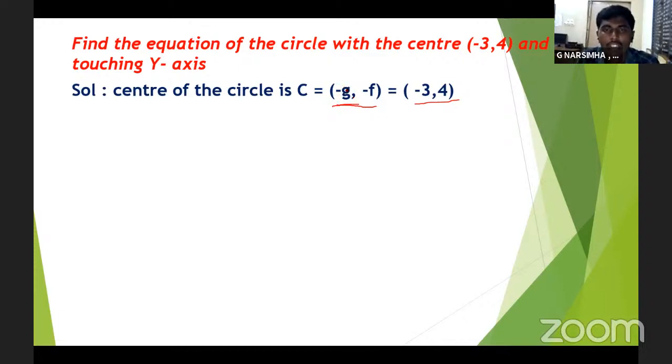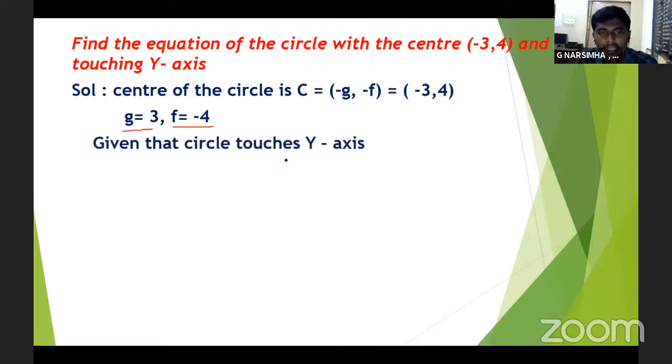Now I am assuming the center of the circle is minus g comma minus f. That is, minus g is equal to minus 3, which implies g is equal to 3. Is it clear? And minus f is equal to 4, which implies f is equal to minus 4. So g is equal to 3 and f is equal to minus 4. Given that the circle touches the y-axis.